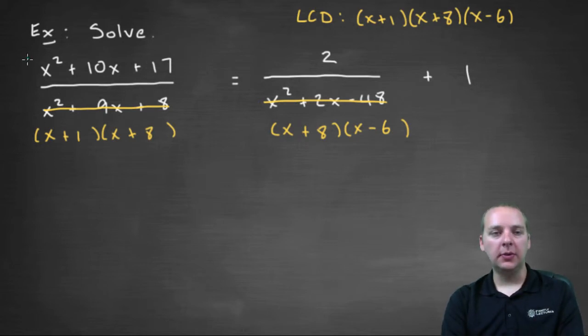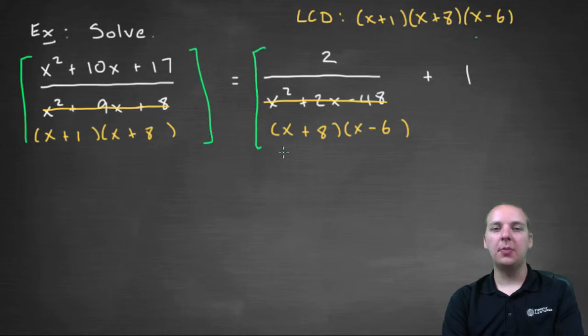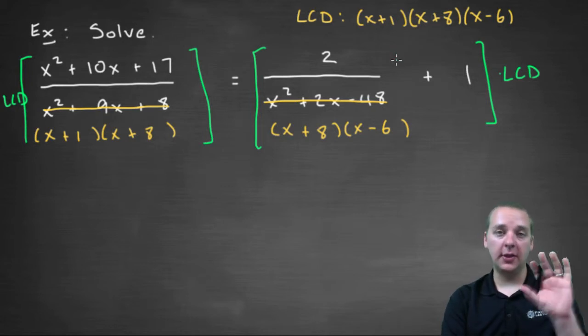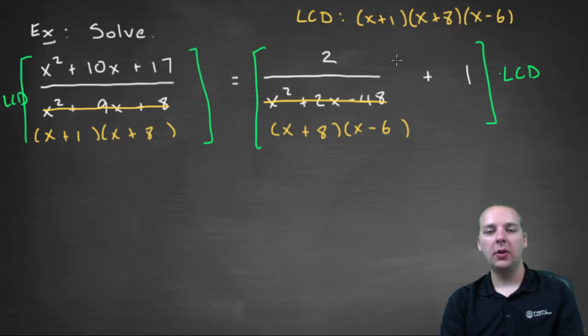Now I'm a little confined on space, so I'm going to be maybe a little sloppy with my notation here. I'm just going to write LCD on the right and LCD on the left, just because I don't have space to write out that giant thing. On your paper, you should actually write down what the LCD actually is on the left and the right.